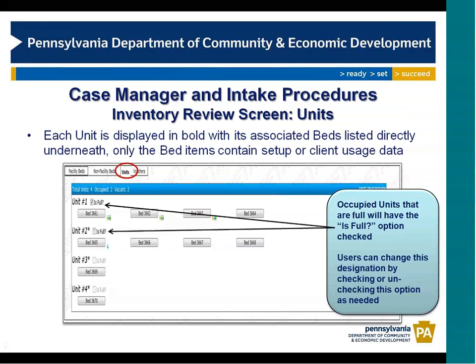Units are displayed a little bit differently than any of the other ones. Each unit displayed will have a bold header with its name. As we said before, units are just containers for beds. They don't really hold any configuration information. All the beds that have been configured and associated to that unit are shown underneath.